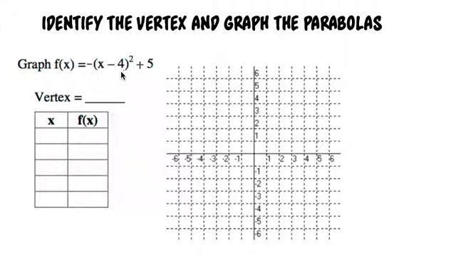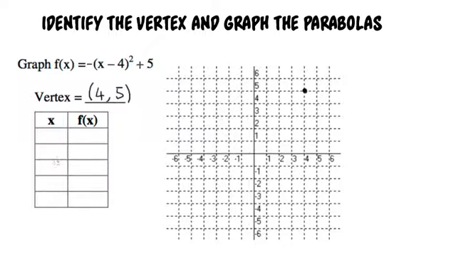This whole bracket will be a 0 when my x value is 4. So I know that the x coordinate of my vertex is 4. When x is 4, this whole bracket is 0. 0 squared is 0, negative 0, plus 5 is 5. So my vertex is at (4, 5), which is going to be right here.